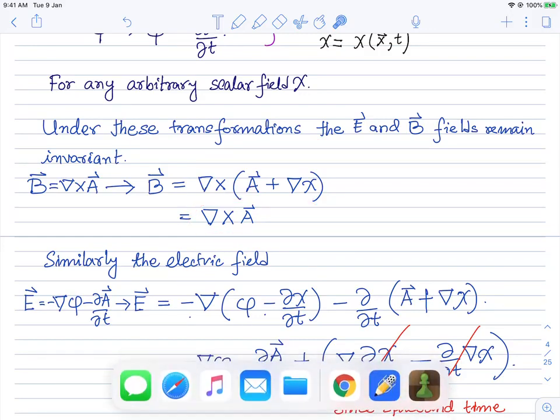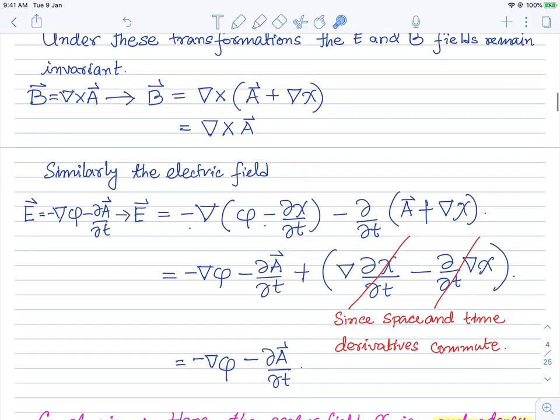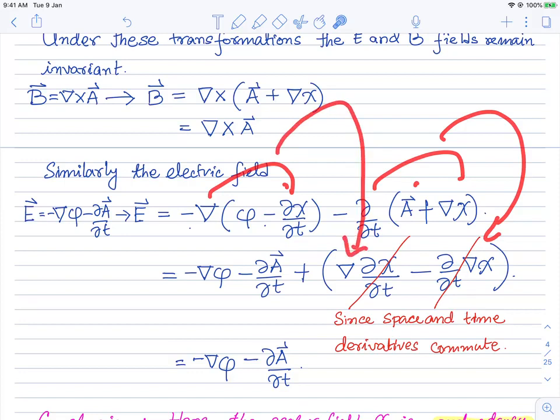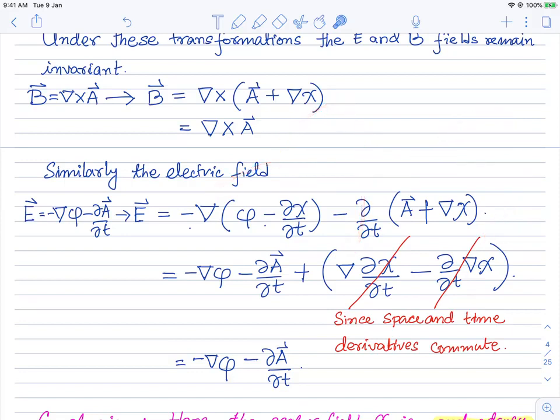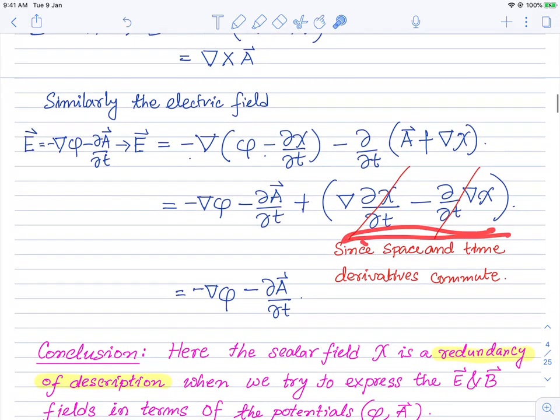Why does the electric field remain invariant? The electric field remains invariant because there are two terms, and both have a contribution from chi when we do the transformation. The phi has the contribution of the time derivative, and the A has the contribution from the gradient of chi. The signs are so adjusted that these two additional terms cancel with each other, because we can exchange the space and time derivatives. We can bring the time derivative through the space derivative, and therefore these two terms cancel each other, and the electric field also remains invariant.